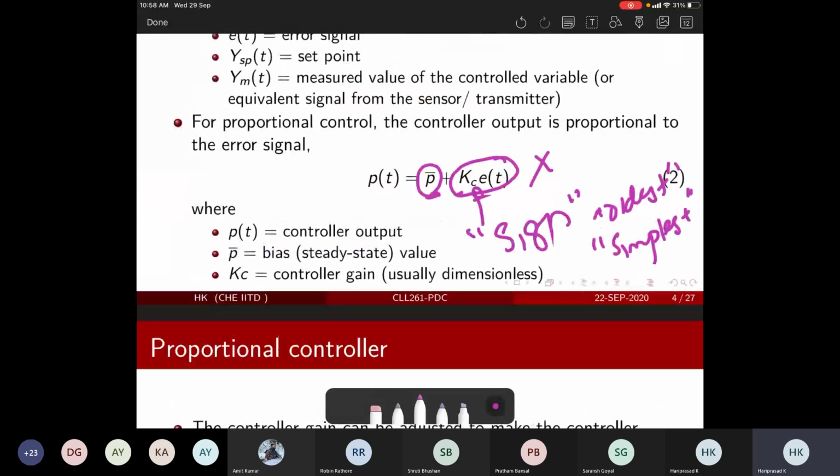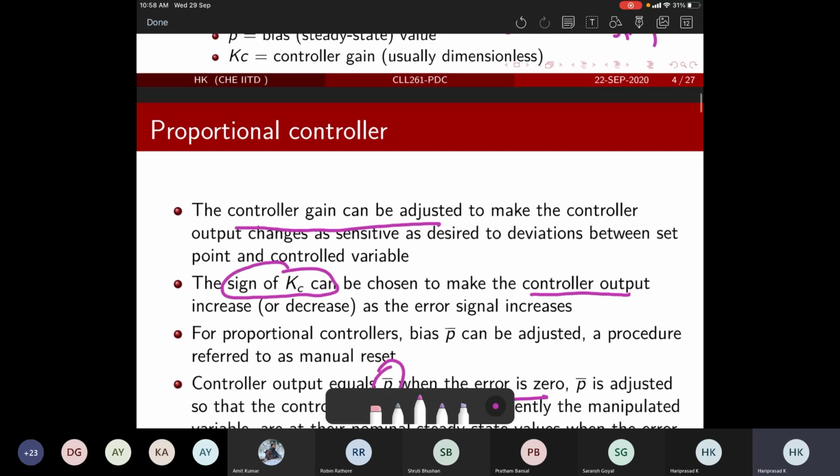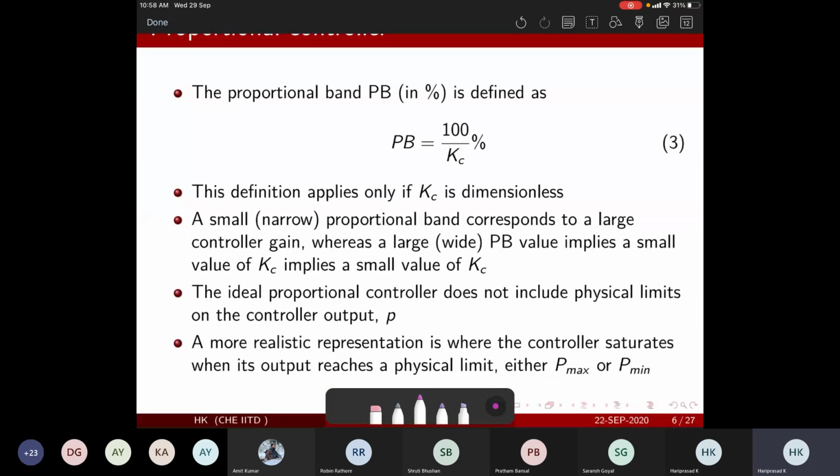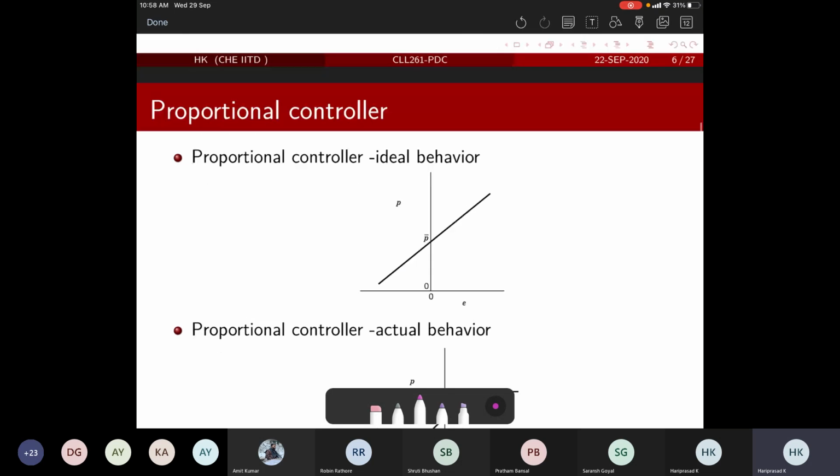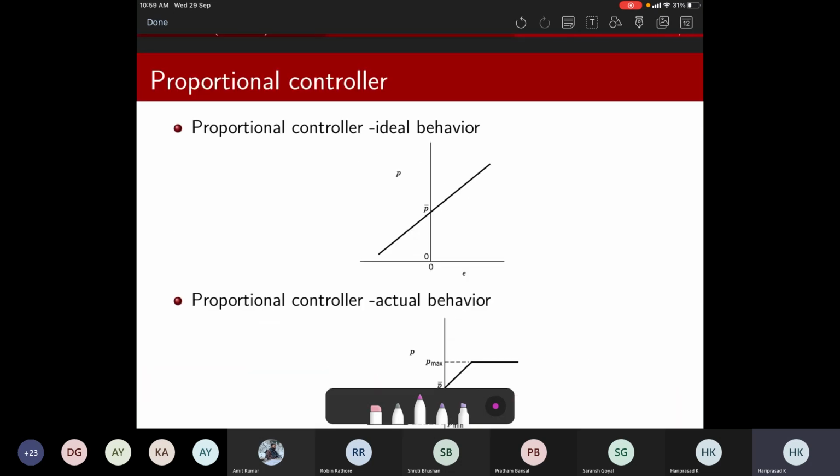In a proportional controller, everything is dictated by this Kc, because it is Kc times E(t). So Kc is the key driver of the controller. Sometimes it is represented as 100 by Kc, which is called the proportional band. Because of the error, P bar is its nominal value. The output could increase because of Kc times E, and if E becomes negative, it would come down. So it would keep on oscillating between this line.